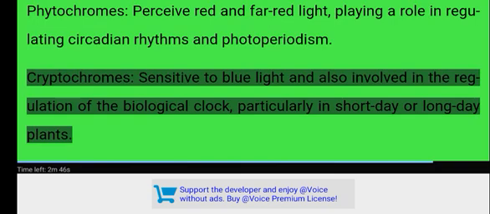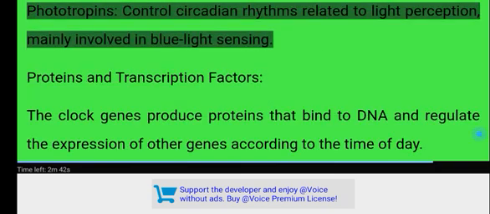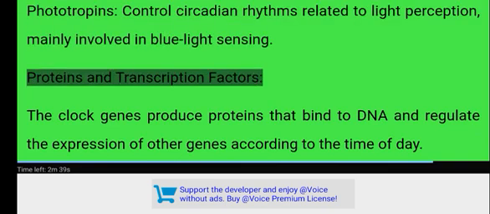Cryptochromes, sensitive to blue light and also involved in the regulation of the biological clock, particularly in short day or long day plants. Phototropins control circadian rhythms related to light perception, mainly involved in blue light sensing. Proteins and transcription factors.